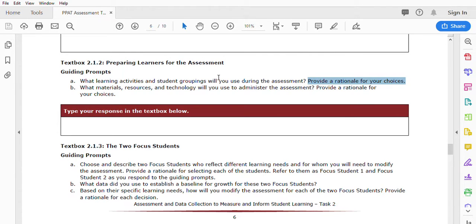Doesn't matter what it is. Describe what kind of things the students will be doing during the assessment and why you are having them do that.